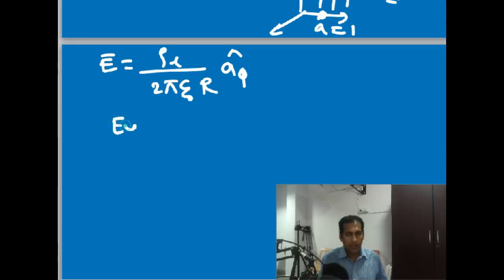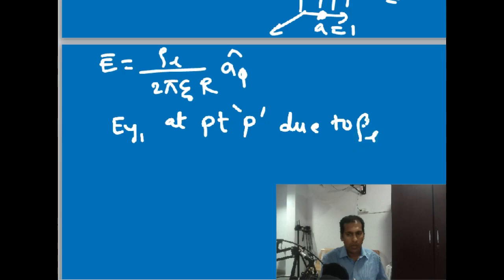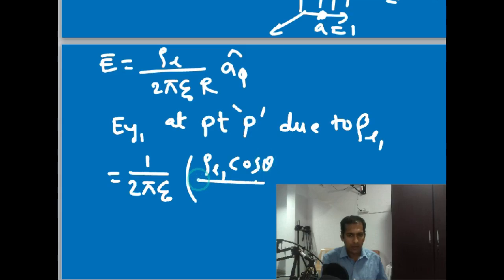So we will calculate EY1 at point P due to rho L1. So this will be equal to 1 upon 2 pi epsilon naught rho L1 cos theta divided by square root of a square plus b square.